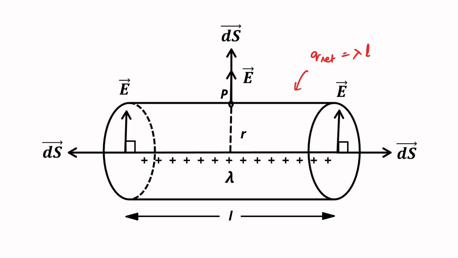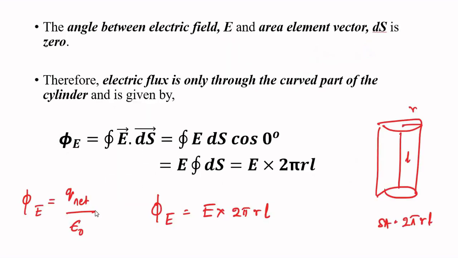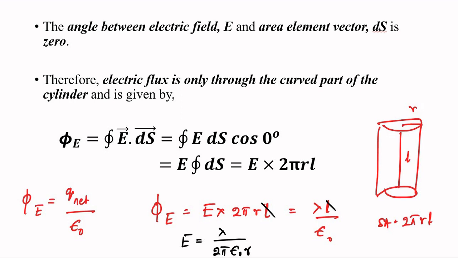So we'll put that value here. So E into 2 pi R L is equal to lambda L by epsilon 0. Now here L will get cancelled on both sides. So we have E, the expression of electric field, equal to lambda by 2 pi epsilon 0 R. Lambda by 2 pi epsilon 0 R.